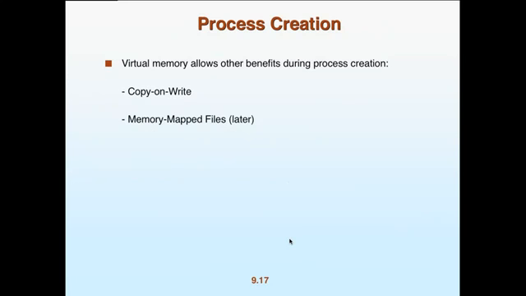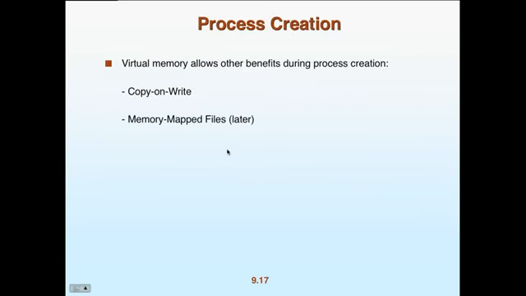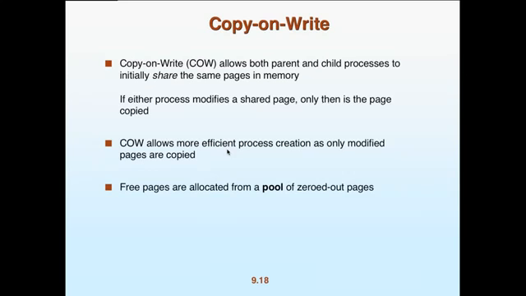So we have some issues in terms of process creation. Virtual memory allows other benefits during process creation. We can do what's called copy on write, or we could do memory mapped files, and we'll talk about that later. Copy on write is an interesting concept, and this is when we're creating these processes. Going back to when we looked at the process space and we were allocating that, copy on write allows both parent and child processes to identically share the same process memory. So it's the same pages in memory. This can make the system a lot more efficient.